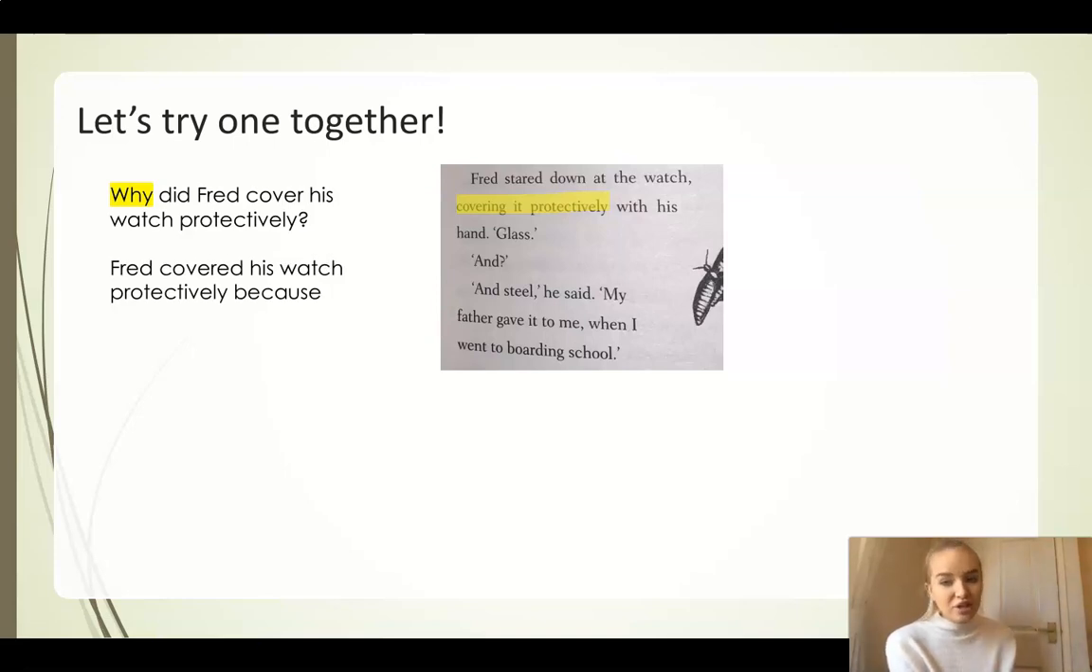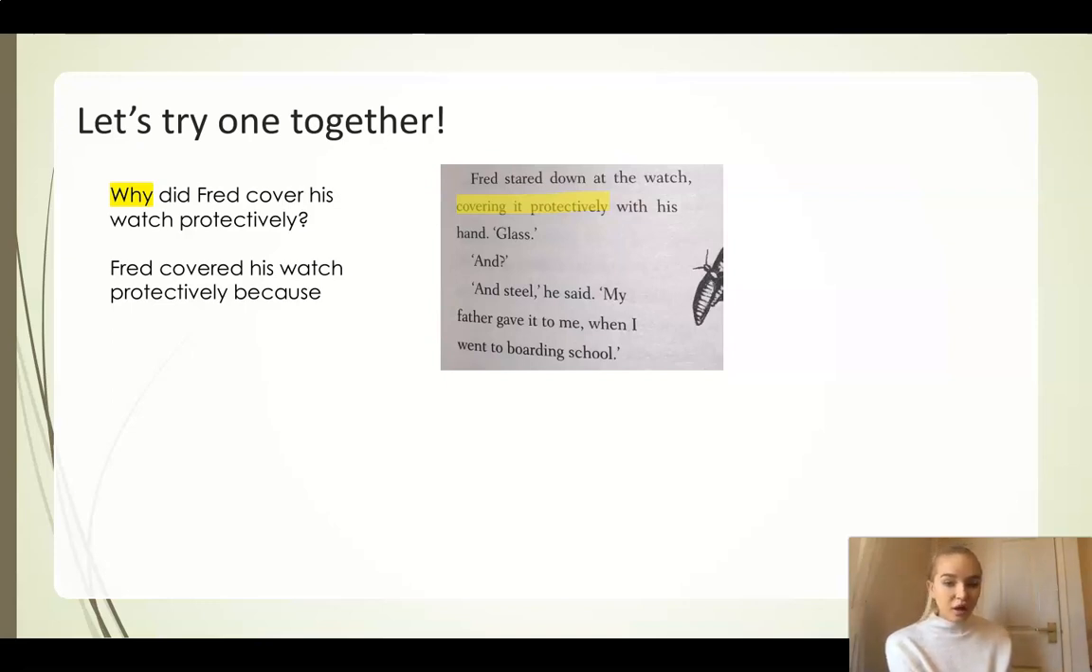So here my question is, why did Fred cover his watch protectively? And I started my answer by saying Fred covered his watch protectively because. So I actually haven't added anything new here. I have just stated what the question had asked me in the first place.